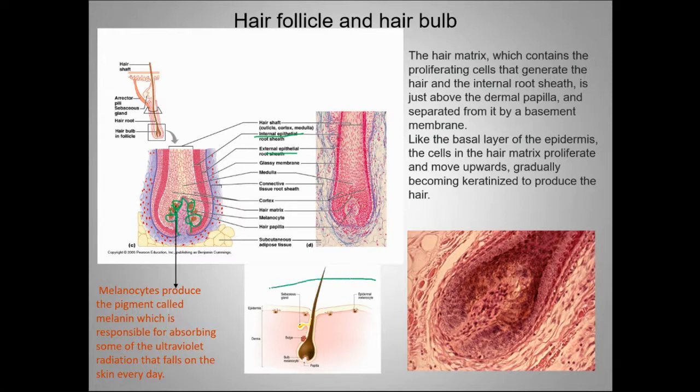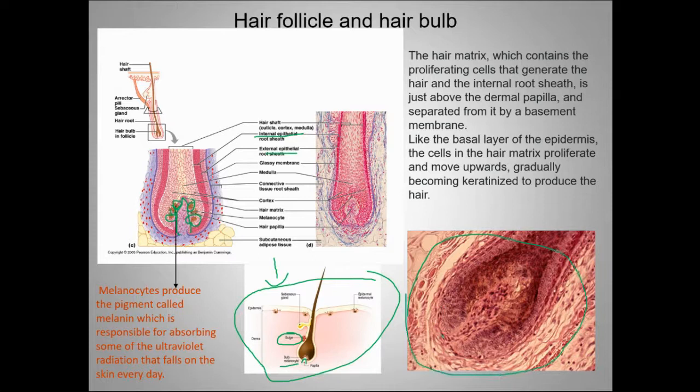So see here, it shows you a nice representation of the bulge, the papilla, the melanocytes. I may give you something like this in the test where I mask all the names and I'm going to say A, B, C, D, and you have to tell me which is which, you have to match that. Something like that, okay?